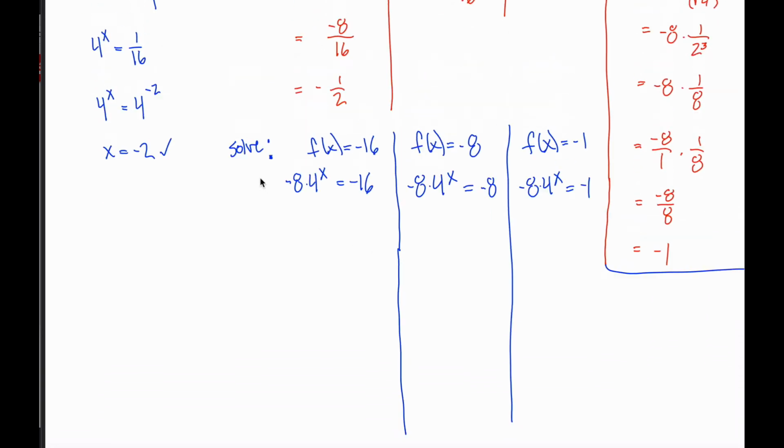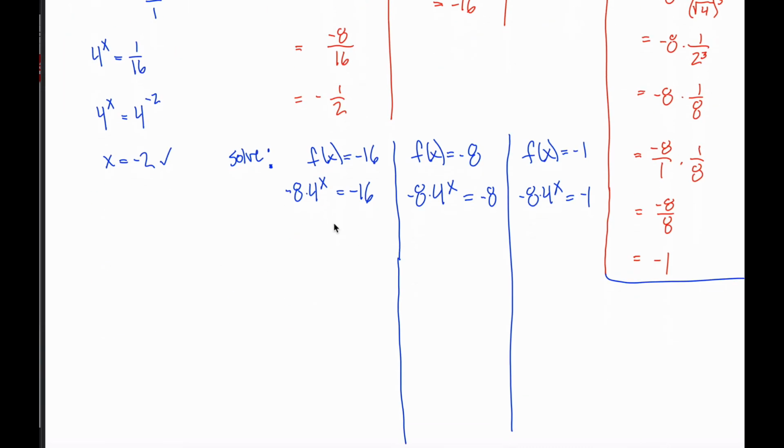And the way I'm going to solve them will be kind of the same way I did it up here. First, I'm going to isolate the exponent here. So to get the negative 8 out of here, I want to divide both sides by negative 8. That'll give me 4 to the x equals 2 here because a negative divided by a negative is a positive, and 16 divided by 8 gives me 2.